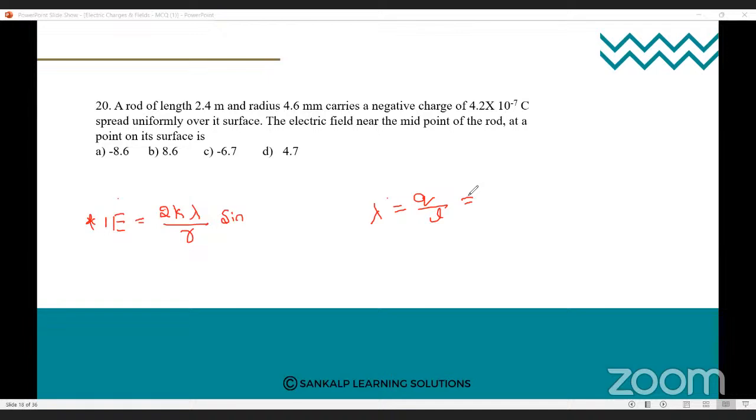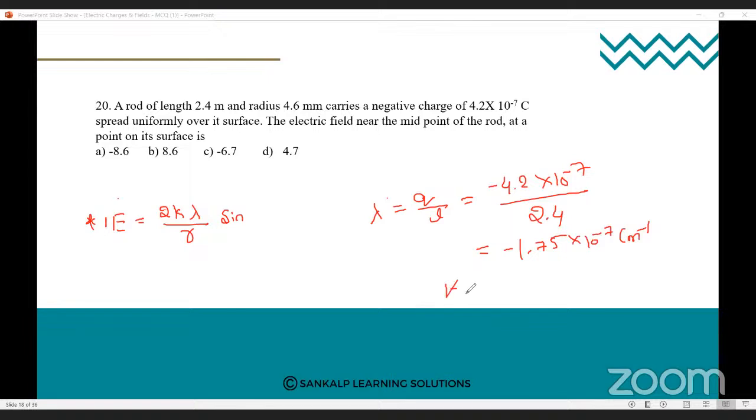So lambda is equal to Q by L. Negative charge is given, therefore it is 4.2 into 10 to the power of minus 7 divided by length, 2.4. Just we will check it, whether in the given options we are getting the answer or not. Yes, if we do this we will get Q by L as minus 1.75 into 10 to the power of minus 7 coulomb per meter.